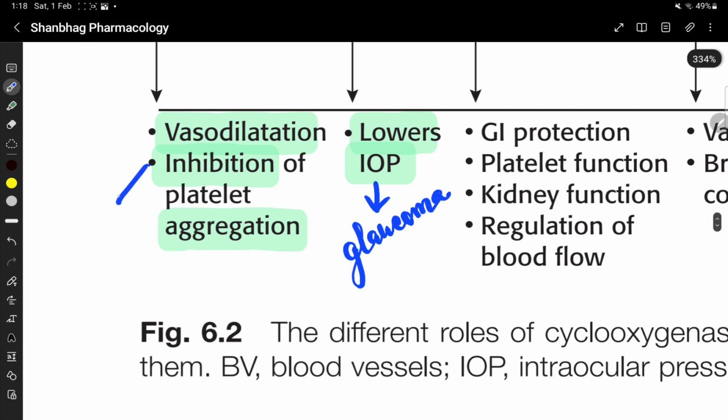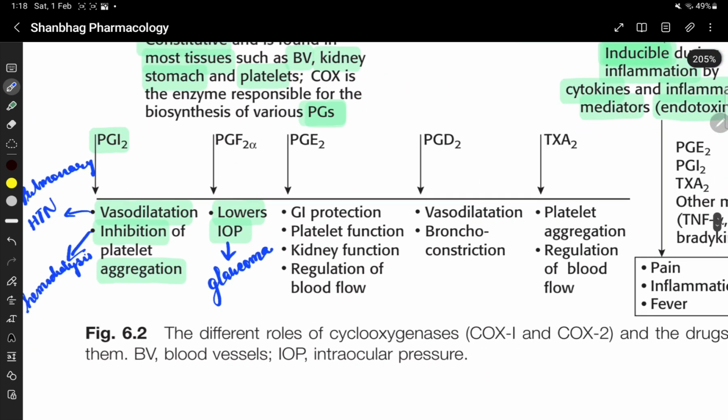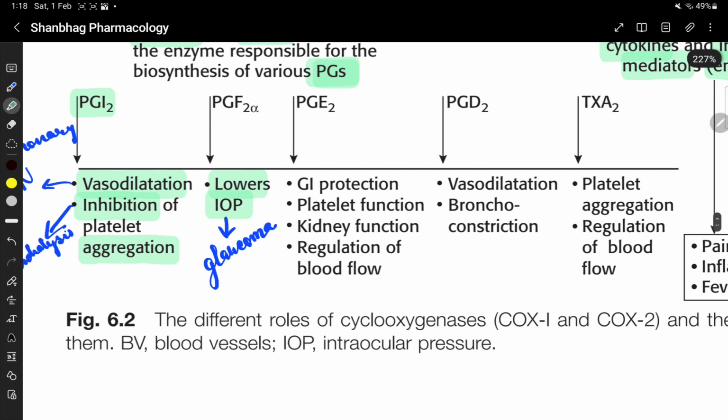PGI2 inhibits platelet aggregation, so it is used during hemodialysis. PGI2 analogs are also used in pulmonary hypertension. PGF2 alpha reduces the intraocular pressure.